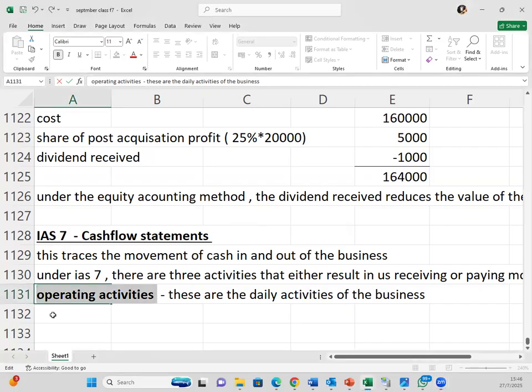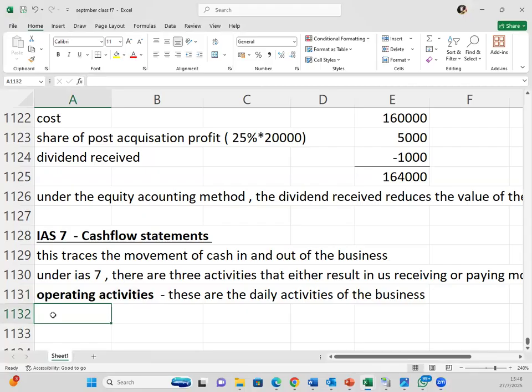Besides the operating activity, another thing that can result in money being received or paid is the investing activities. So investing activities, the business makes a number of investments. The investments can be investment in fixed assets. So this is where we look at the money that we have received through the disposal of assets, or the money that we have paid to acquire assets.